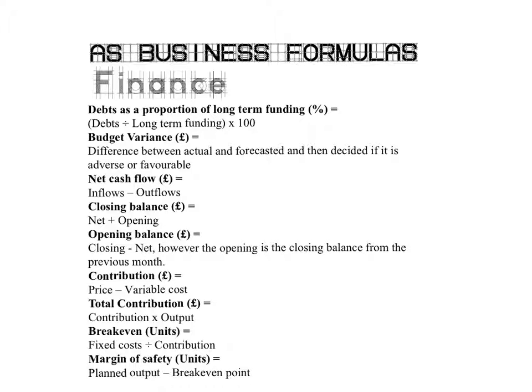Now the first one, A2 students will recognise this because it's pretty much the same as gearing. But in AS it's worded slightly different. So debts as a proportion of long-term funding as a percentage is your debts divided by your long-term funding times by 100. Now when you get to A2 you'll realise that is practically gearing.